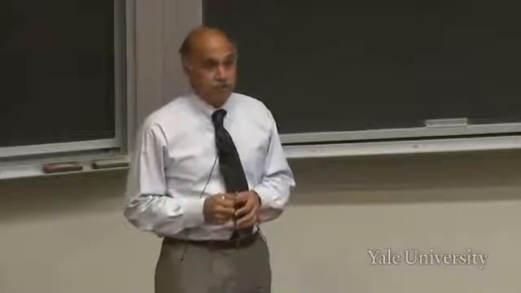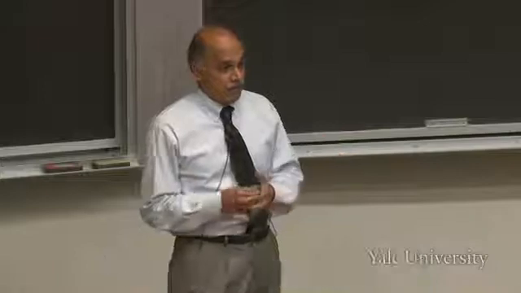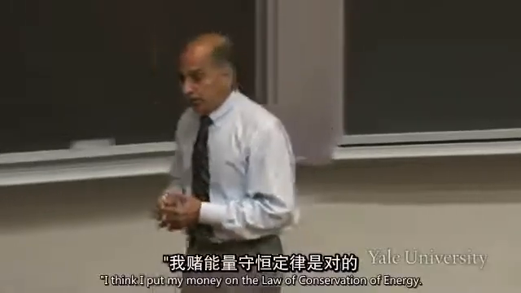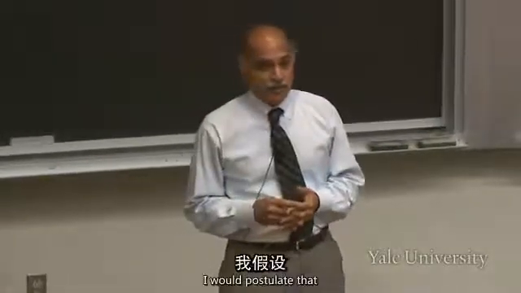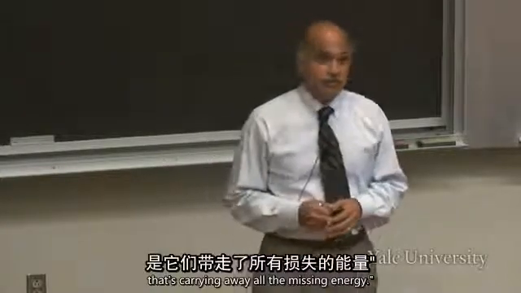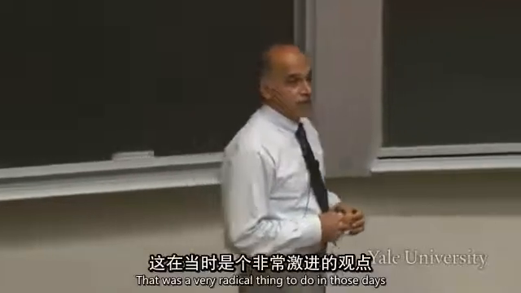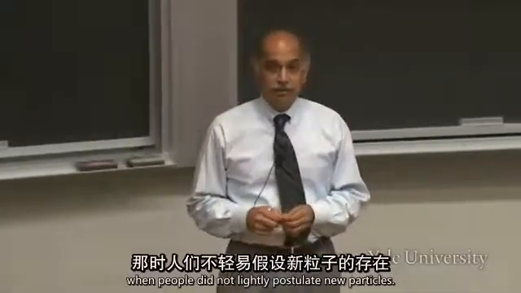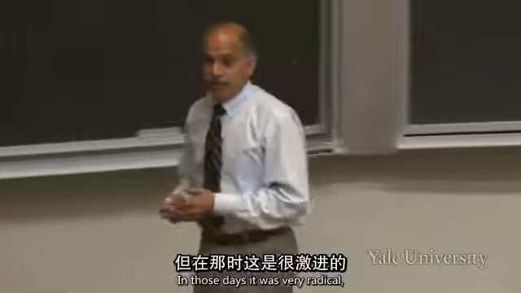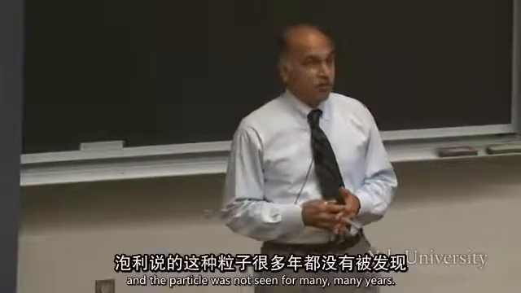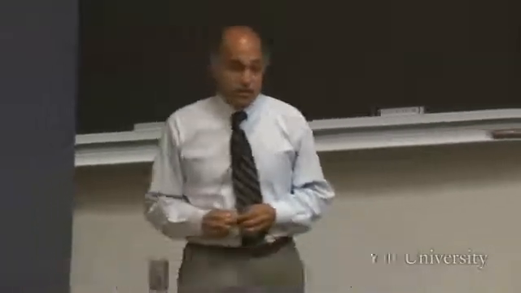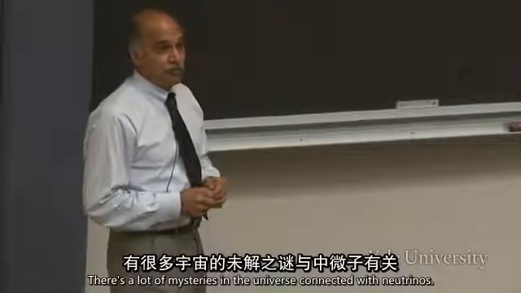So something was missing. Niels Bohr, father of the atom, said maybe the law of conservation of energy is not valid. Then Pauli said, I put my money on the law of conservation of energy. I would postulate that there is some other tiny particle that you cannot see that's carrying away all the missing energy. That was a very radical thing to do in those days when people did not lightly postulate new particles. Nowadays, if you don't postulate a particle, you don't get your PhD in particle physics. In those days it was very radical, and the particle was not seen for many, many years. It was called the neutrino. Nowadays, neutrinos are one of the most exciting things one could study. There are a lot of mysteries in the universe connected with neutrinos.